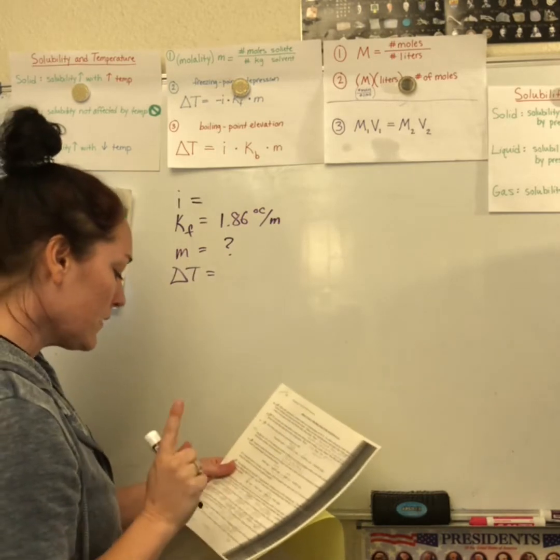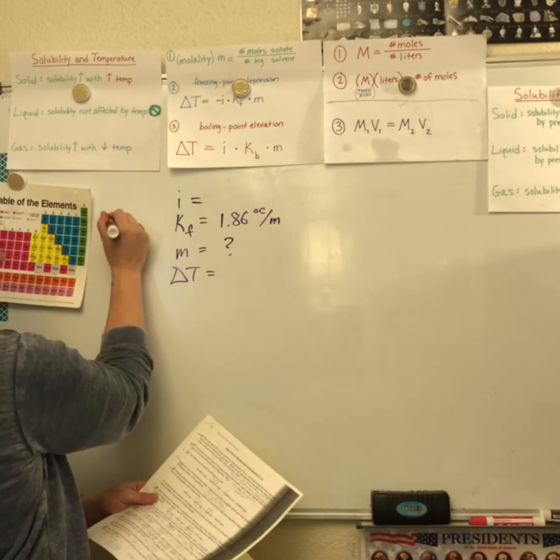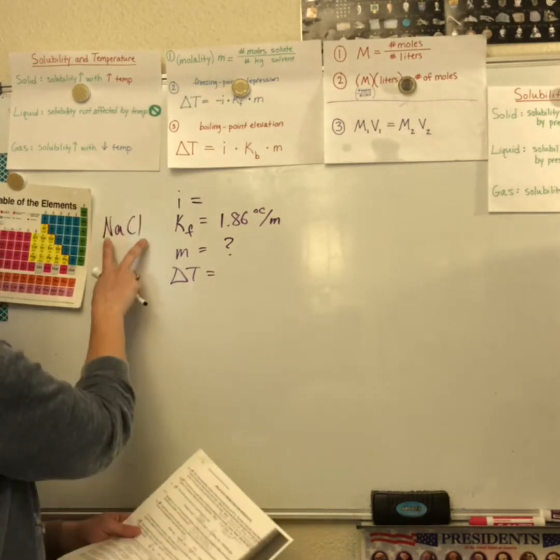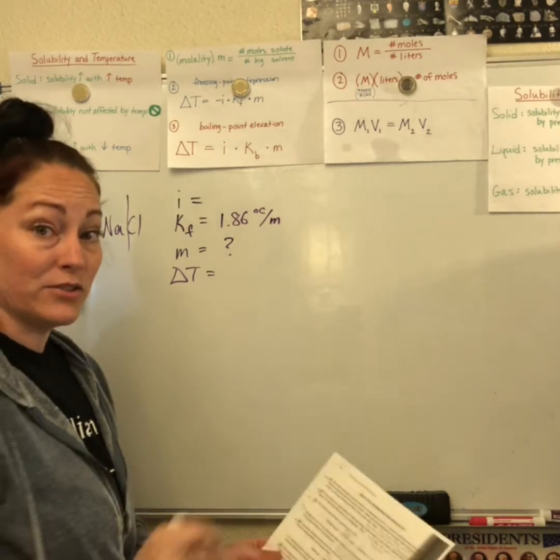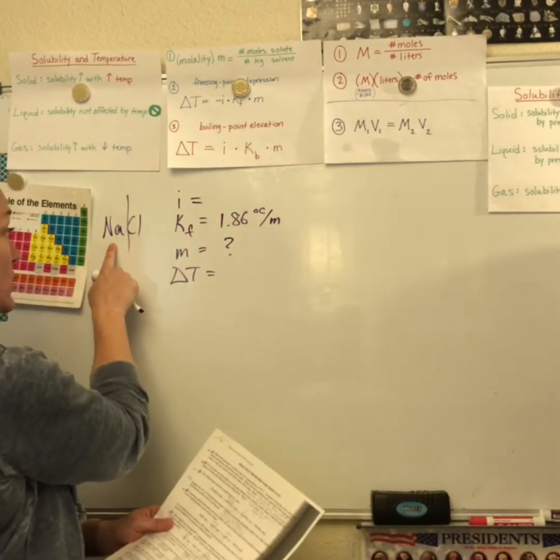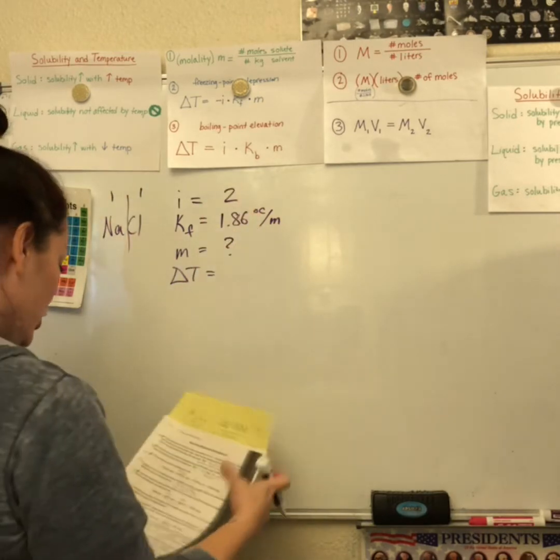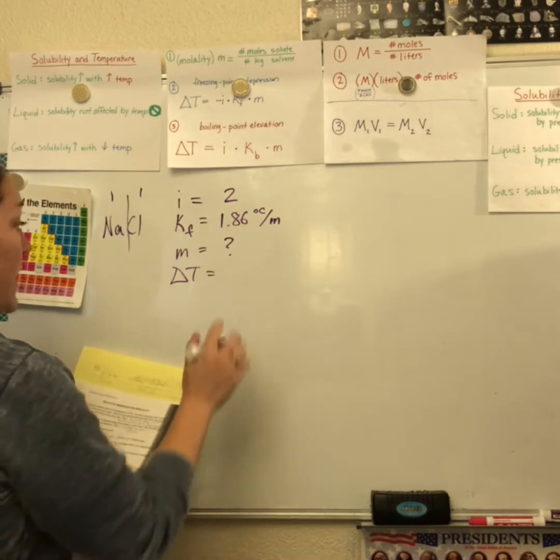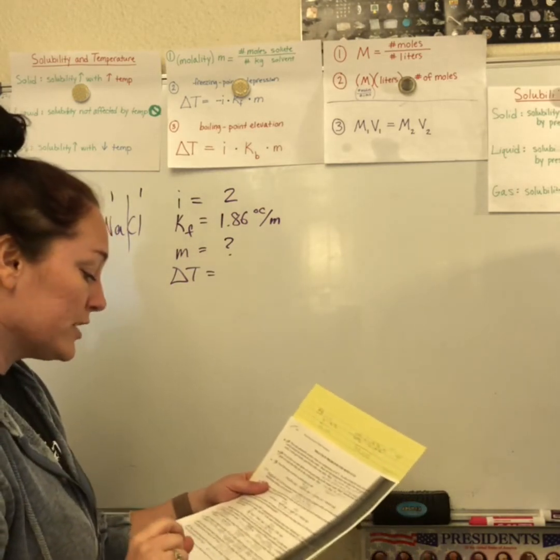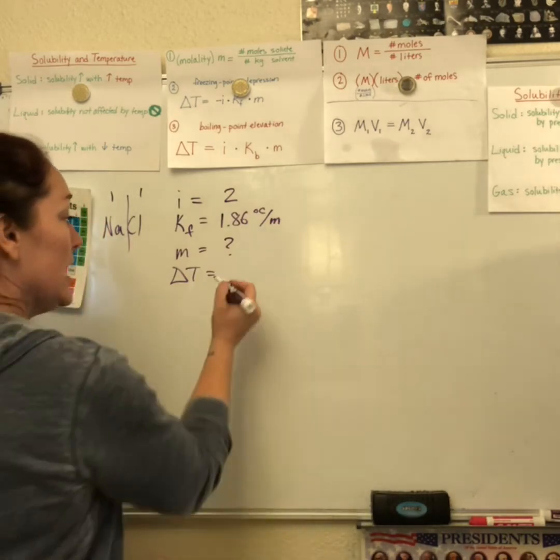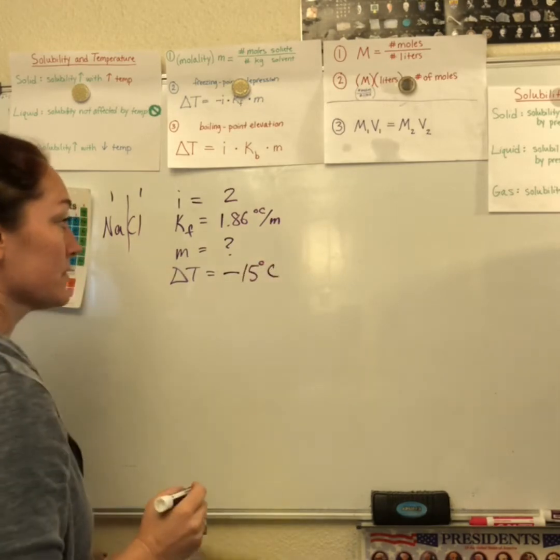So if I need to find I, I just need to take a look. They said NaCl. I realize this is an ionic compound, so I'm going to split it and see how many ions it breaks down to. That's what my I is, okay? So this is 1 and this is 1, so together that's 2, okay? And lastly, my delta T, they said that they're lowering the water's freezing point by 15 degrees. So if it lowers, it's a negative number, so I have negative 15 degrees Celsius, okay?